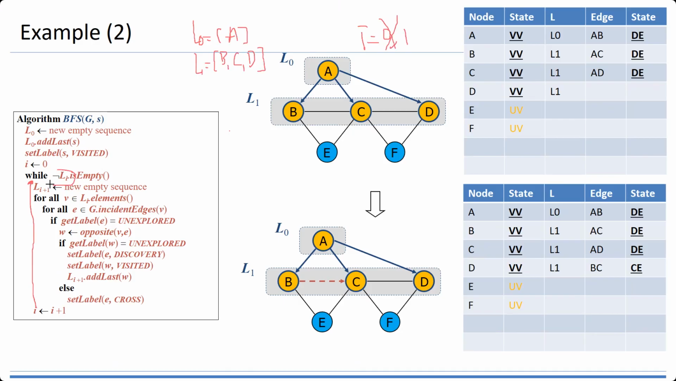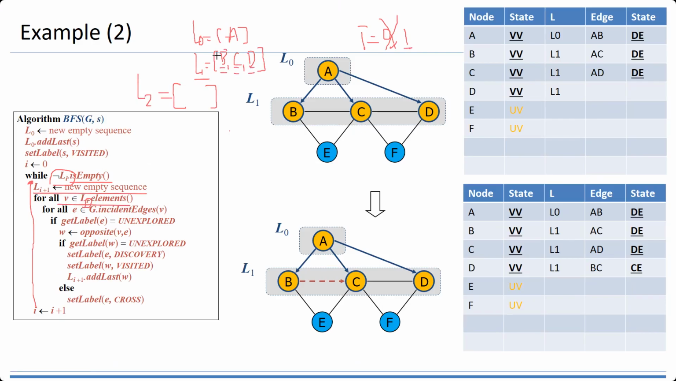While Li is not empty. So L1 is not empty because we have B, we have C, and we have D. Then let's set up Li plus 1 as a new empty sequence. So we prepare L2 equals an empty sequence. So I need to check the V, which is the elements for all L1. Okay, I equals 1, Li elements. So we have to check every B, C, and D.